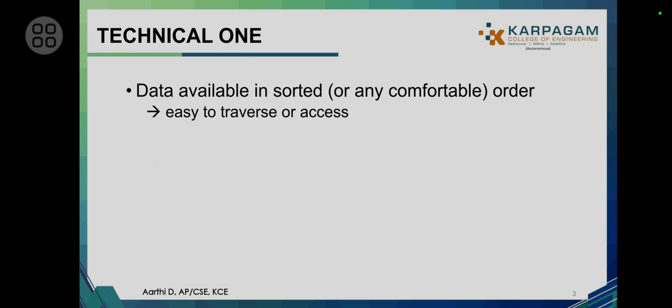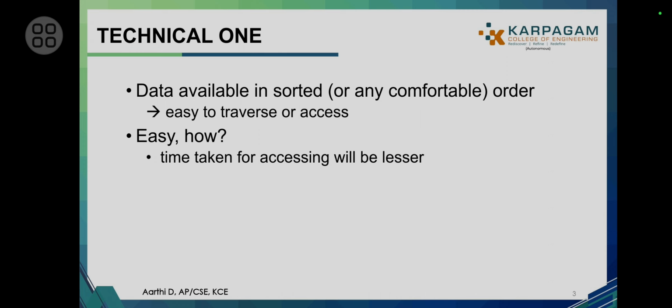If your data is present in some ordered manner, it will be very easy for you to access or traverse. Easier in the sense, what is the main theme? The time taken for accessing the given data will be very much lesser. Easier fetching of your data happens. This is the main theme behind data structures. You can justify that when your data is present in some sorted, sequential or arranged order, we will find it very easy to access. That is, the time taken for fetching some data will be very much lesser.